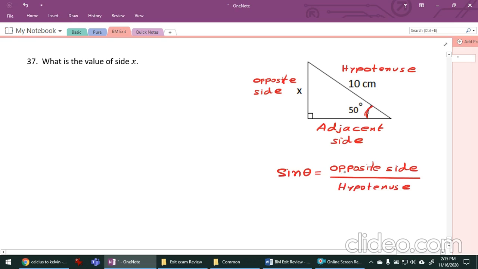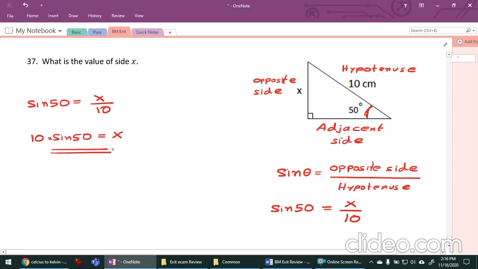That means sine is opposite over hypotenuse. So what is sine theta here? Sine theta here, the angle theta is 50, equal to, what is opposite? Opposite is x divided by, what is hypotenuse? 10. Okay, so once again I will write sine 50 equal to x by 10. I want x, so 10 will come to the left side. So 10 into sine 50 equal to x. So this is the answer.